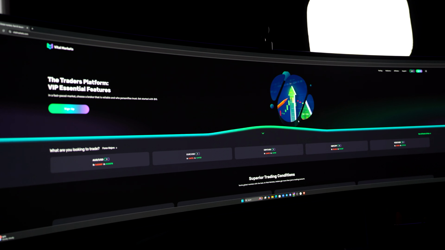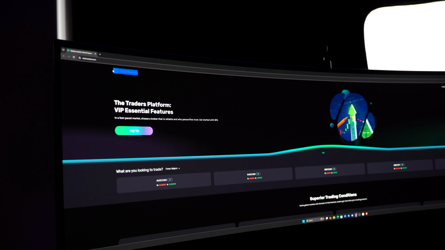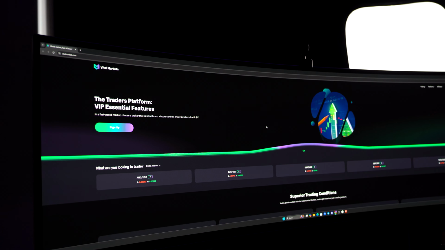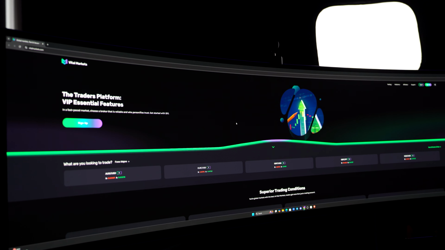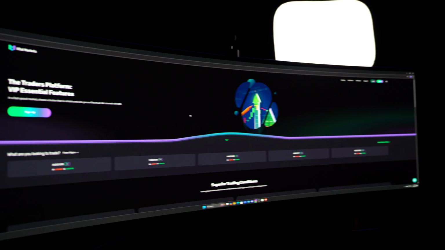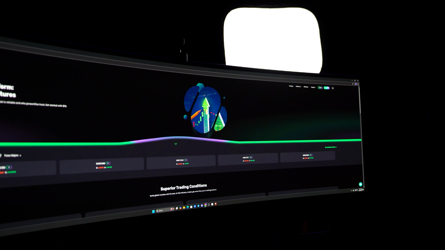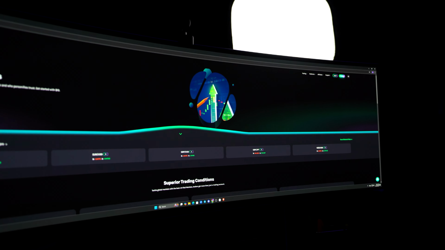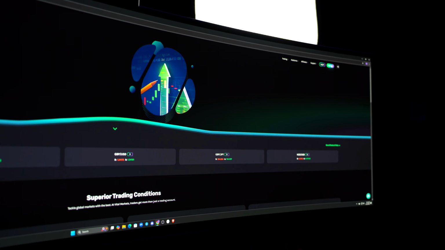This is the unregulated broker that I personally use. It's called Vital Markets. I will leave the link down below in the description. You can use whatever unregulated broker you want. I'm just showing you the one that I personally use. You go on this platform and sign up. Once you sign up and create an account, you'll have access to be able to place trades in the live markets.